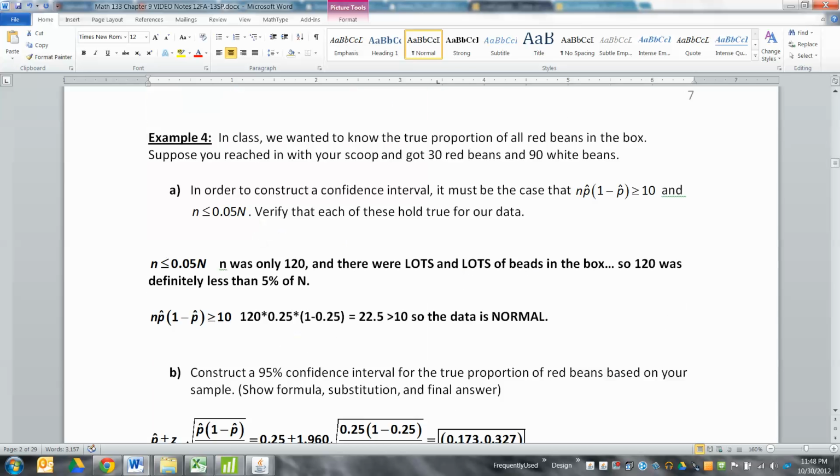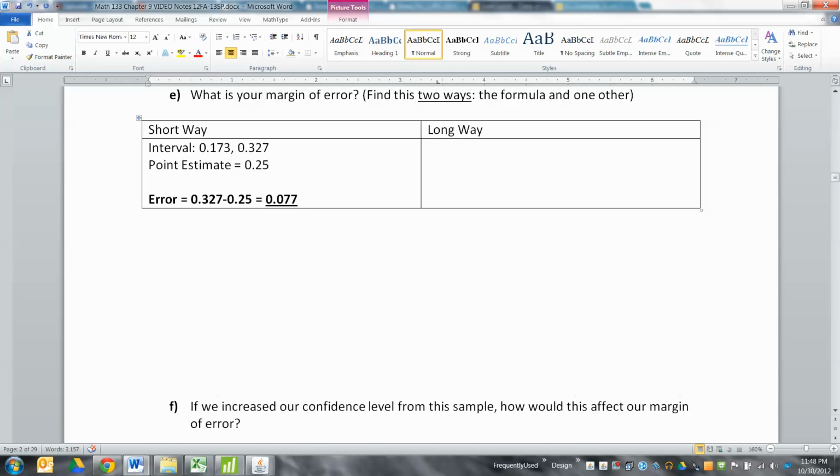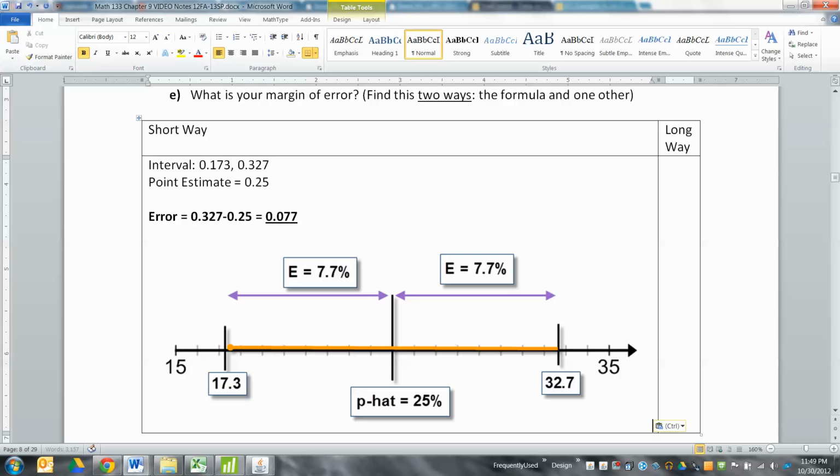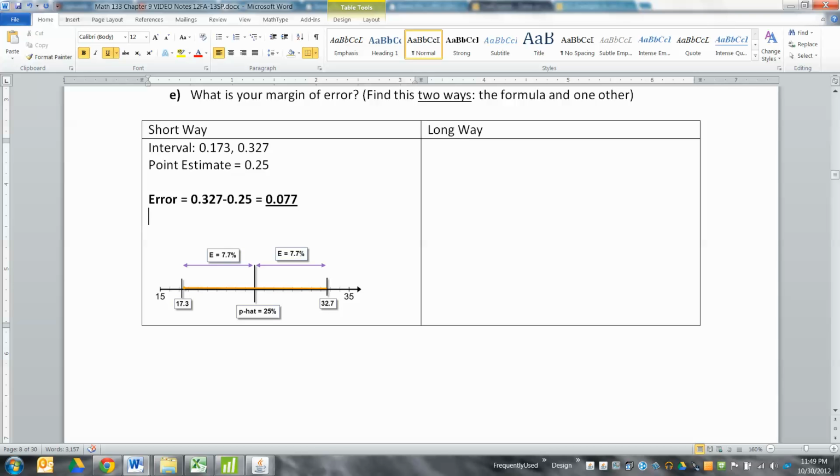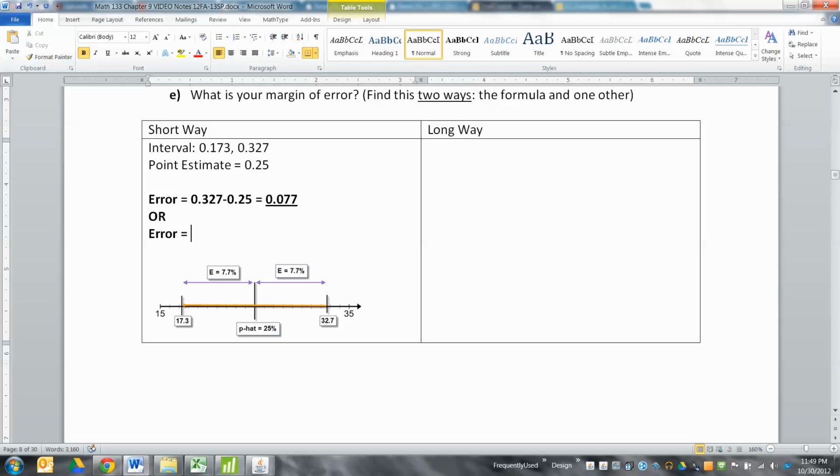This was not the only way I could have done this. I could also have found it by subtracting. Hold on, let me put this in here real small. You could also find it by subtracting that middle value, 25%. 0.25, take away 0.173, and you're still going to get 0.077.